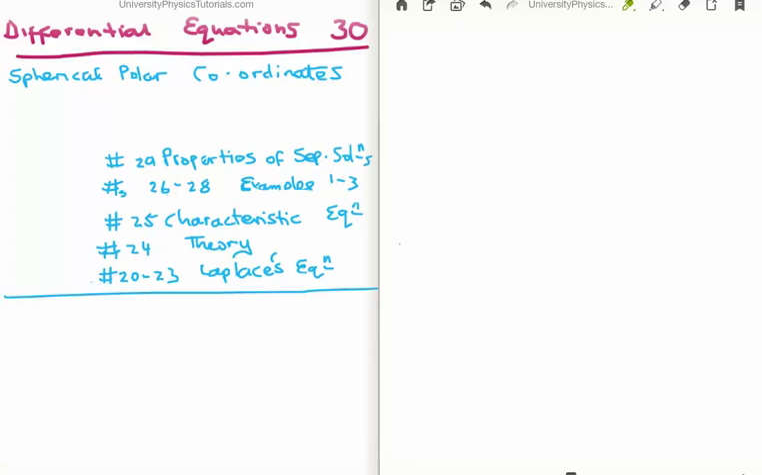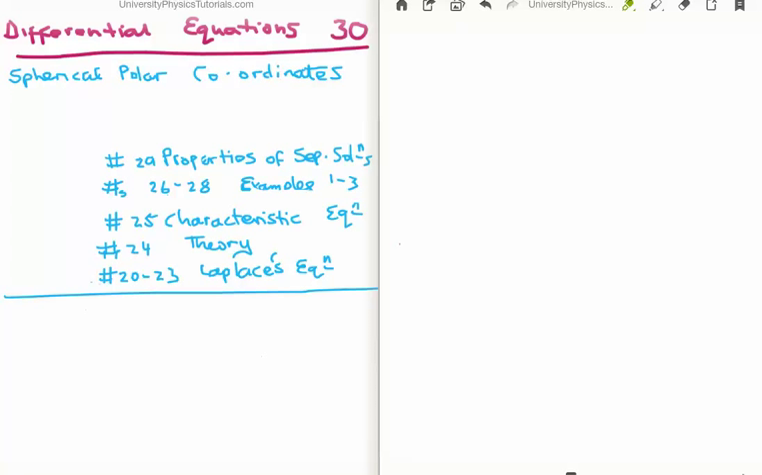The videos previous to this, which I suppose are relevant in many respects: in video 29, we discussed the properties of separable solutions. Videos 26 through to 28, we discussed three examples of solving differential equations using the method of separation of variables, specifically solving Laplace equation. In video 25, we discussed the characteristic equation and the general solution for such differential equations. Video 24 discussed the theory of separation of variables. Videos 20 through to 23 discussed Laplace equation.